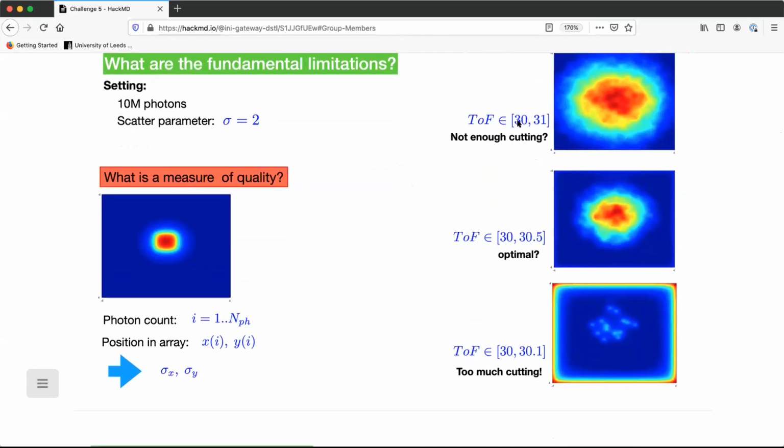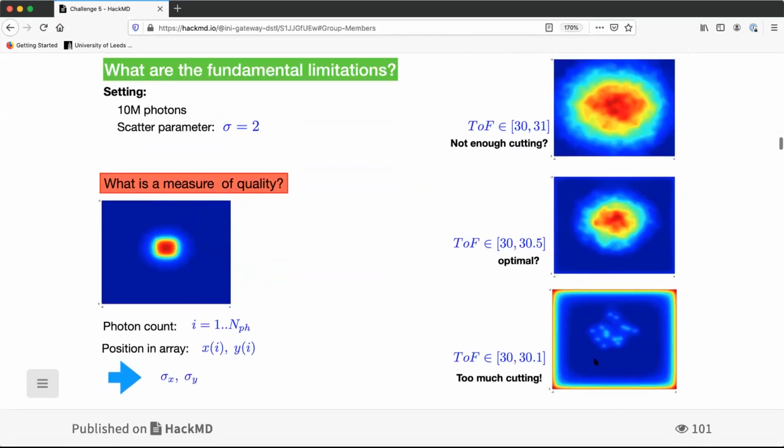First of all, if you have a wide cut, basically you get a lot of blurring, so that's not interesting. That might be sort of coming close. Is this optimal is a question. And then of course, if you cut too much, you lose the photons, and then this is not a representation of the image anymore. So how can we sort of mathematically quantify that a little bit?